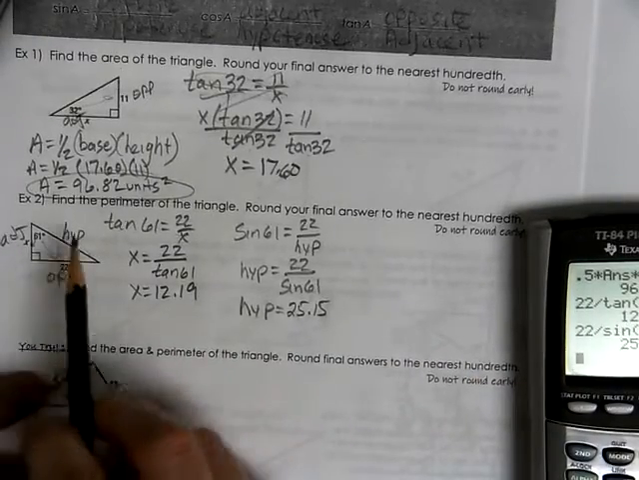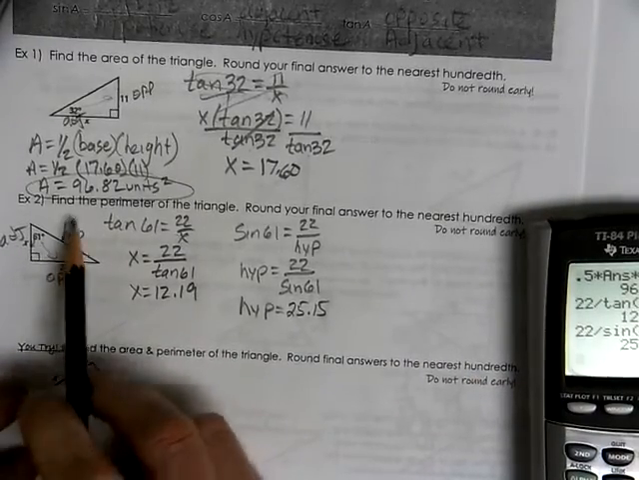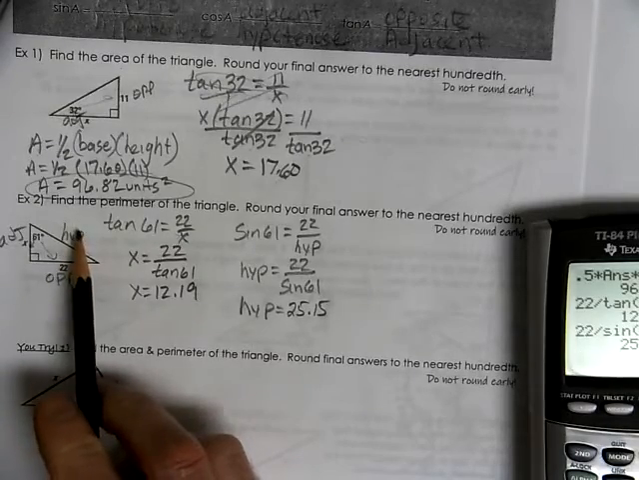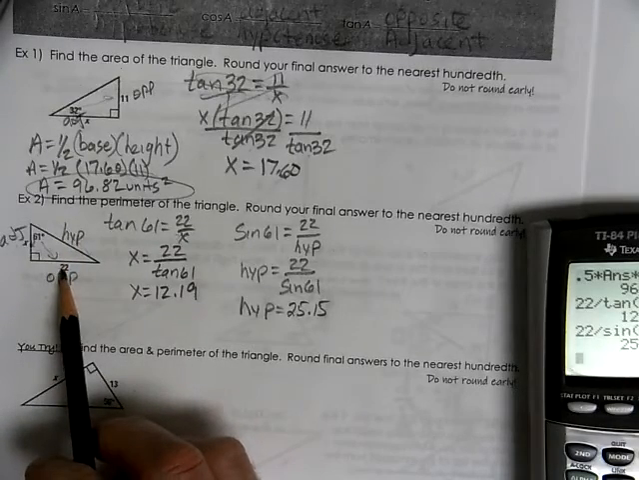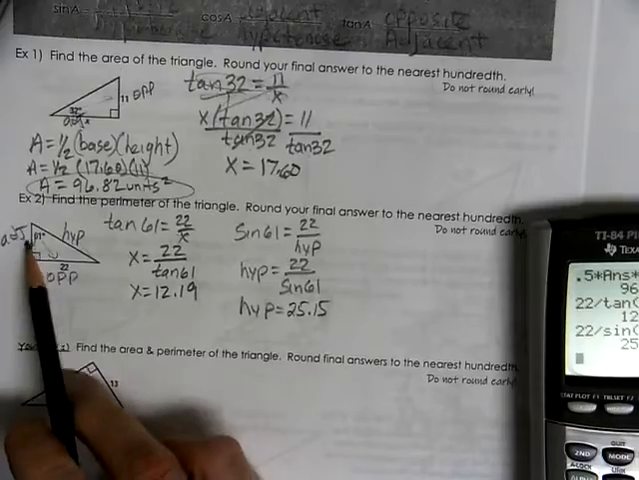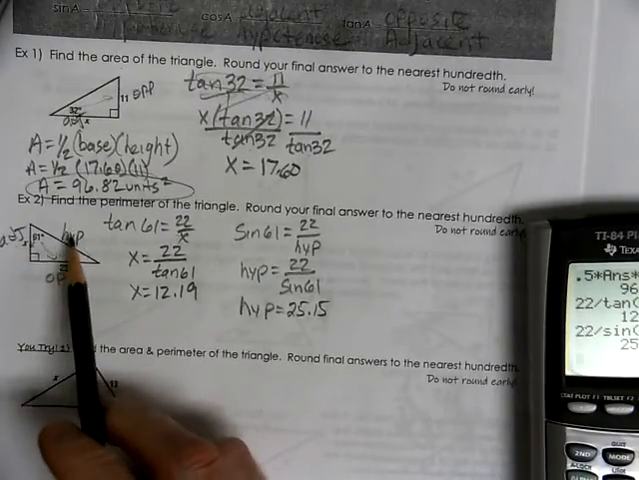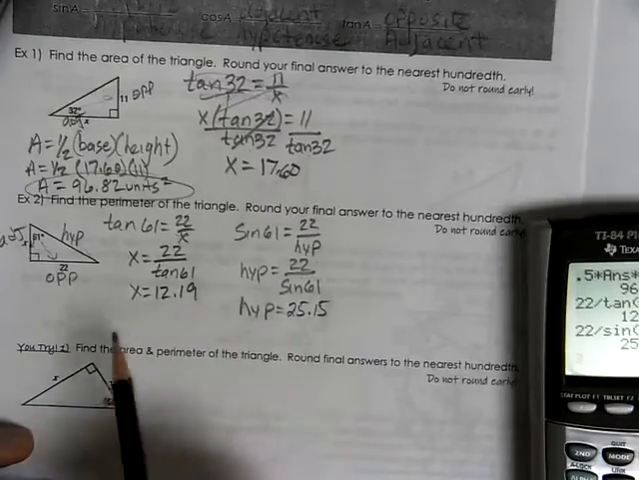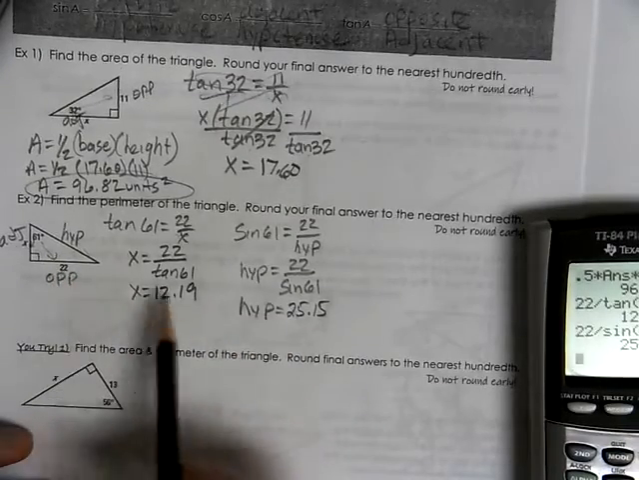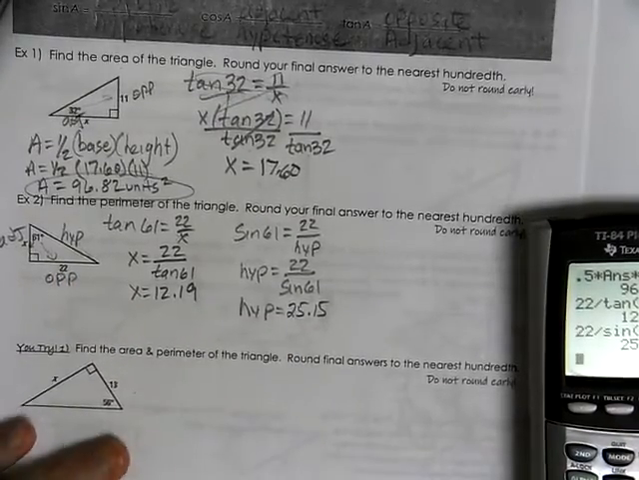So we know that the hypotenuse is supposed to be the longest side. So 25 is longer than 22. And the two legs have to add up to be greater than the 25. And 12 and 22 clearly add up more than 25.